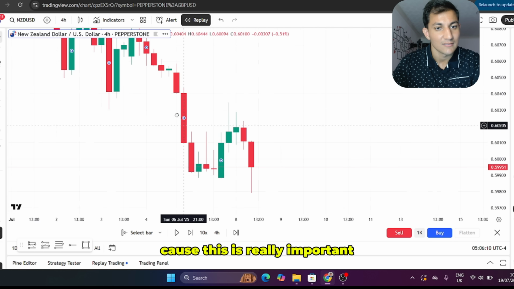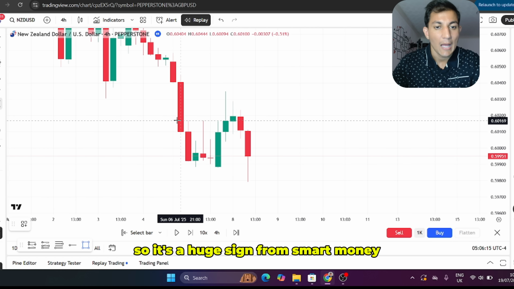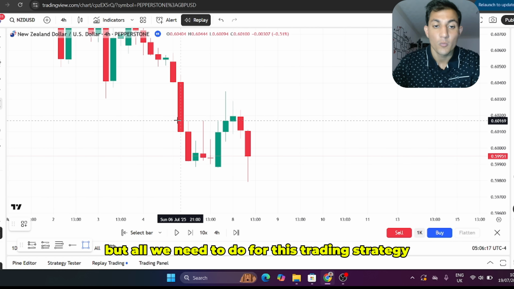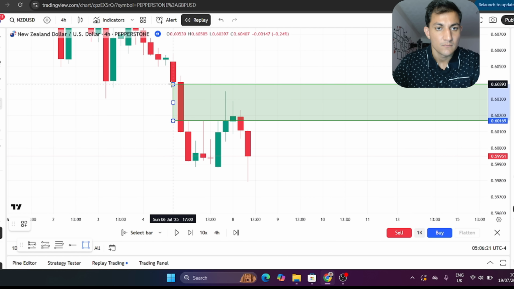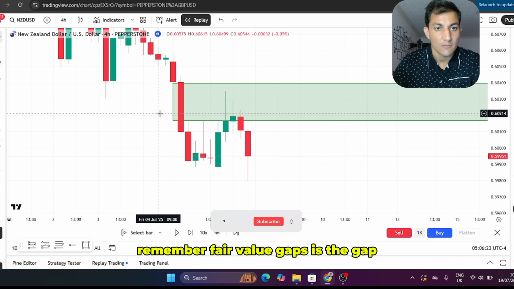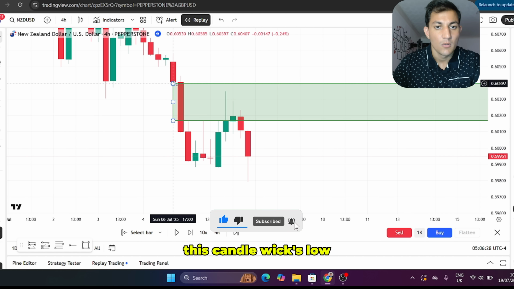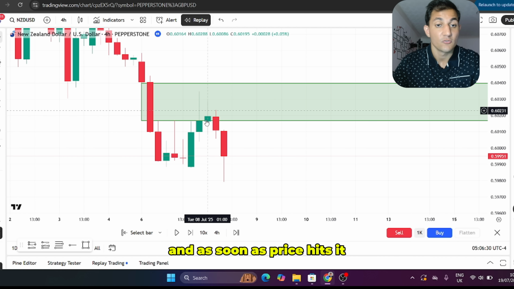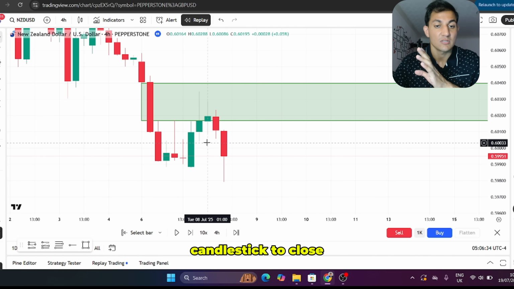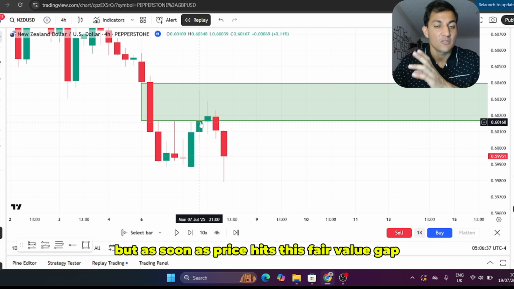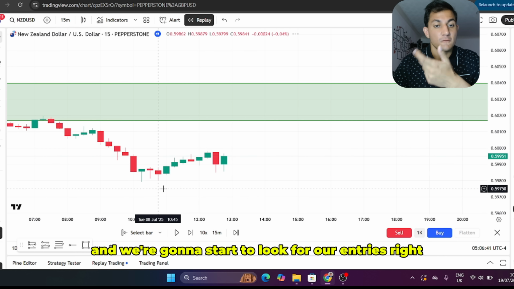The next fair value gap is this big juicy fair value gap. We always want to see this because it's really important when you've got a big fair value gap. It's a huge sign from smart money, but all we need to do for this trading strategy is mark out this fair value gap like this. Remember, a fair value gap is the gap between this candle's wick high and this candle's wick low. Wait for price to hit it, and as soon as price starts to go into it, you don't even need to wait for the candlestick to close, you're going to get onto the 15-minute chart, and we're going to start to look for our entries.